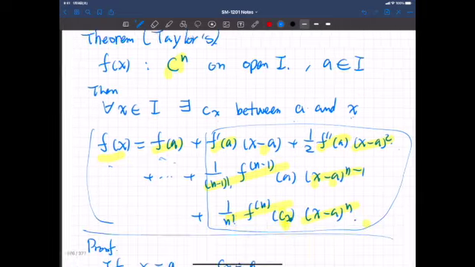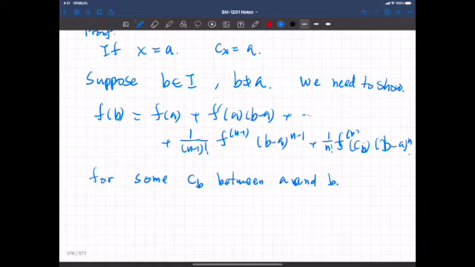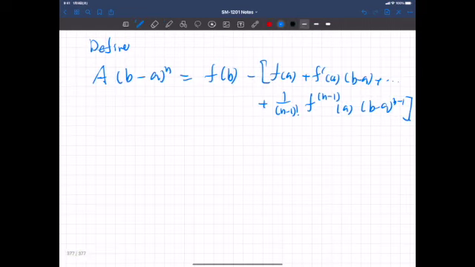So basically, we subtract the right hand side, except for the last term, from the left hand side, and define this constant A. This is a constant, b is a constant. Everything is a constant on the right hand side.